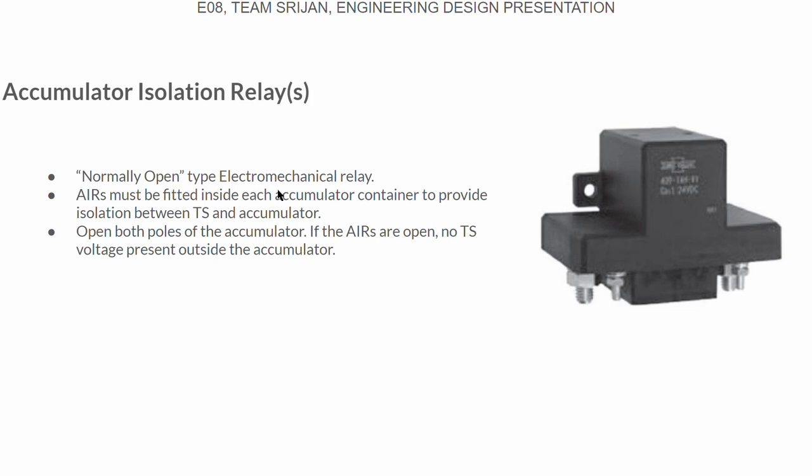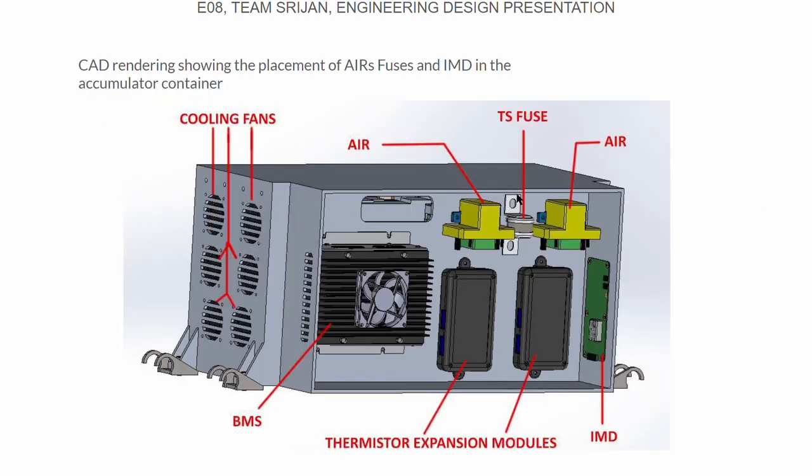We use two normally open type electromechanical relays as AIRs, positive and negative. When open, they isolate the battery pack from the vehicle. CAD rendering shows the placement of AIRs, fuses, and IMDs in the connector container.